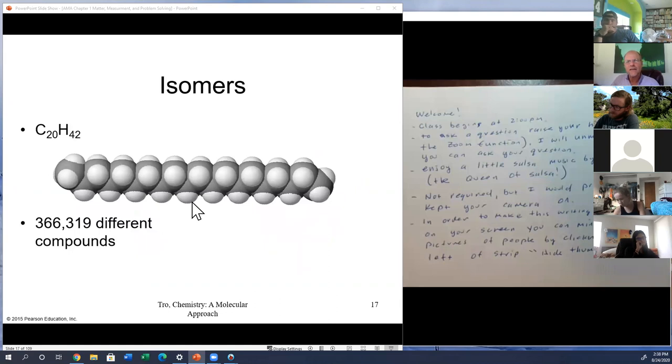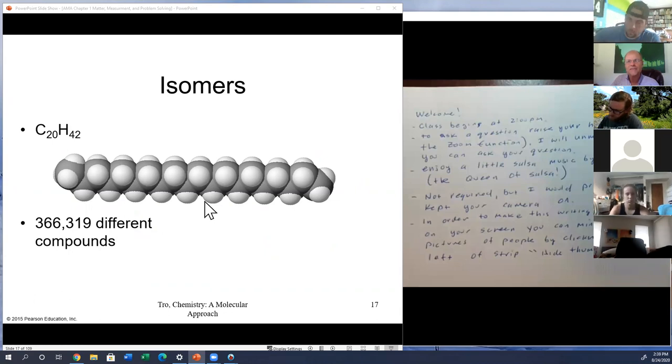In chemistry, we have this phenomenon called isomers. Isomers are molecules that have the same atoms, the same exact atoms, but different structures, all right? So it turns out that you could put atoms together differently and have different structures, and you have different materials as a result. You have different compounds as a result.